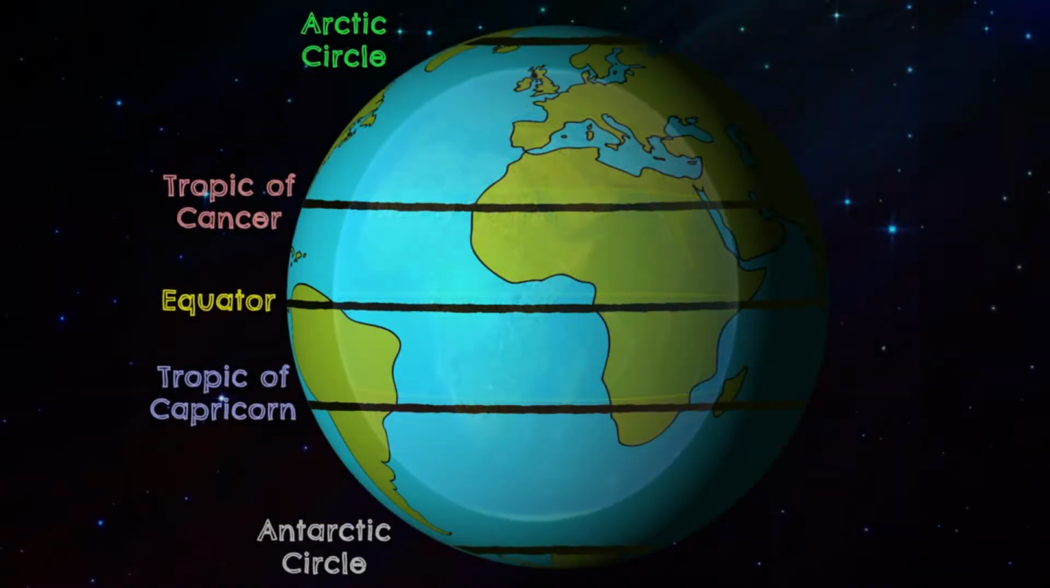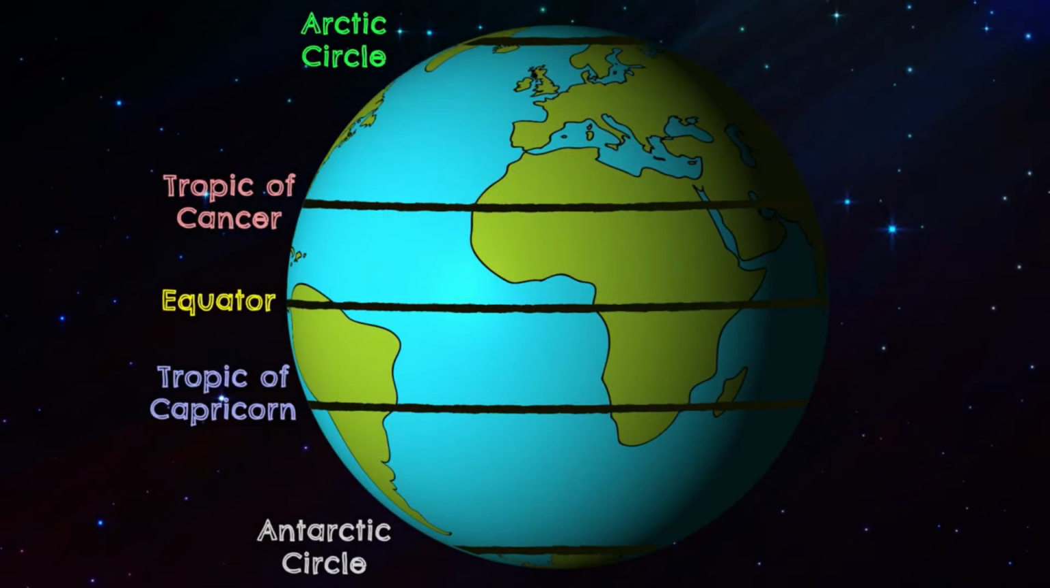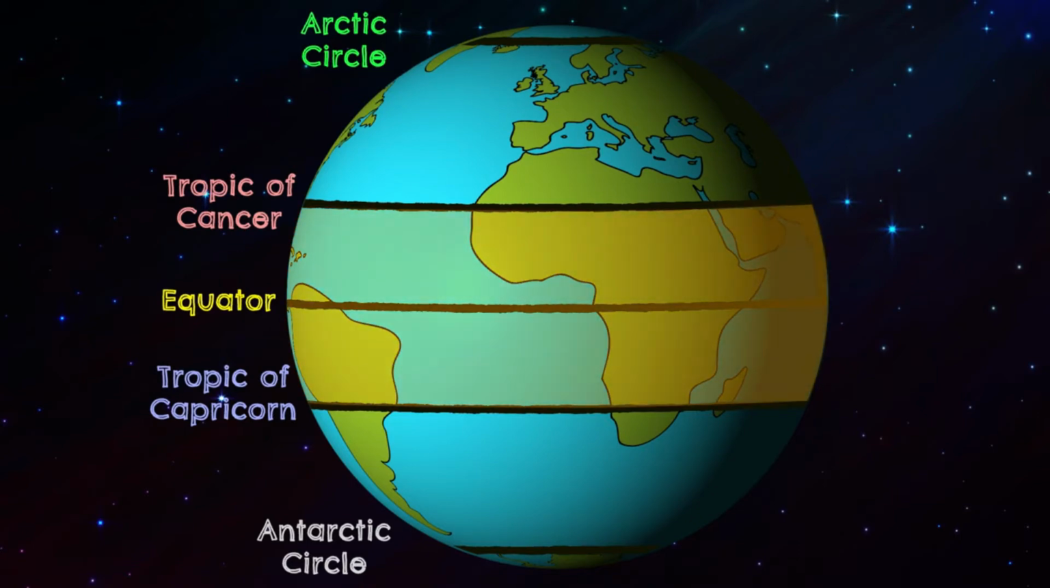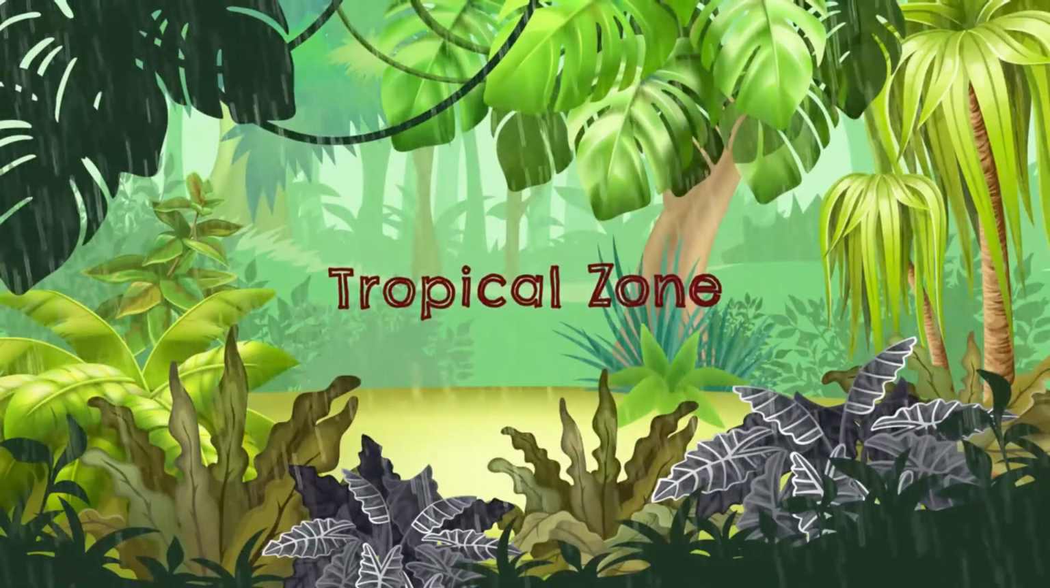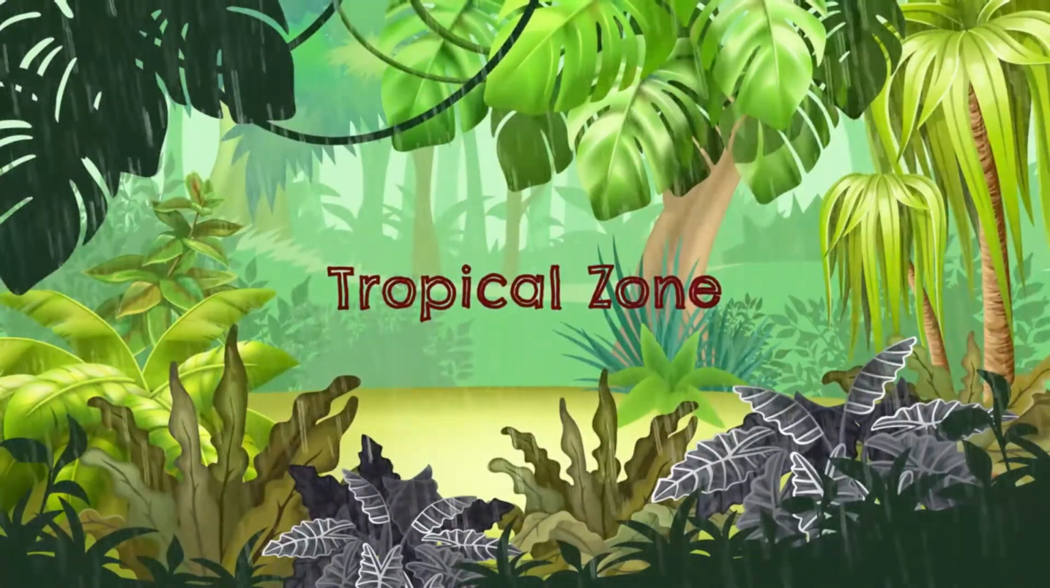These latitudes are important because they roughly define different climate zones in the world, based on how much sunlight each zone gets. The area between the two tropics gets the most direct sunlight and is called the tropical zone. The climate in many parts here tends to be warm and humid with lots of rain.